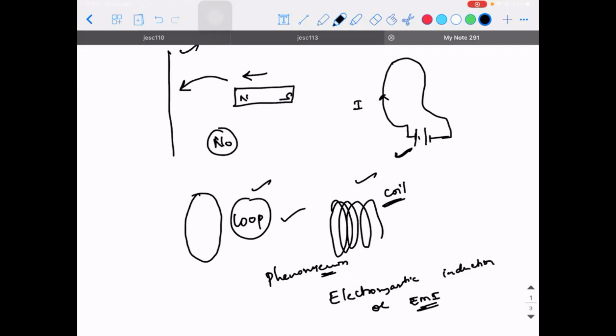Guys, are you able to understand? Am I clear? Yes. Okay. Now, I just want to show you a small simulation so that you're able to visualize what exactly is happening. Just a minute.